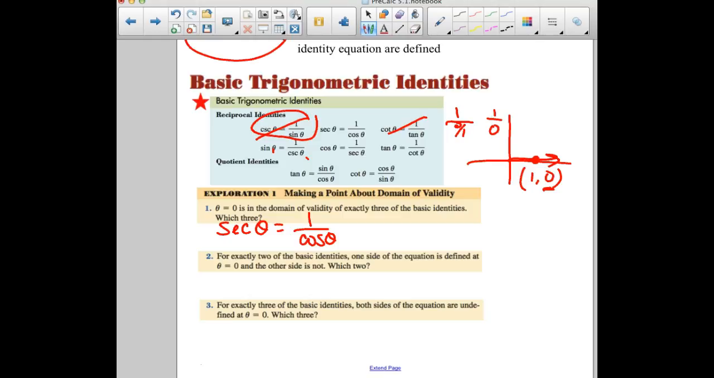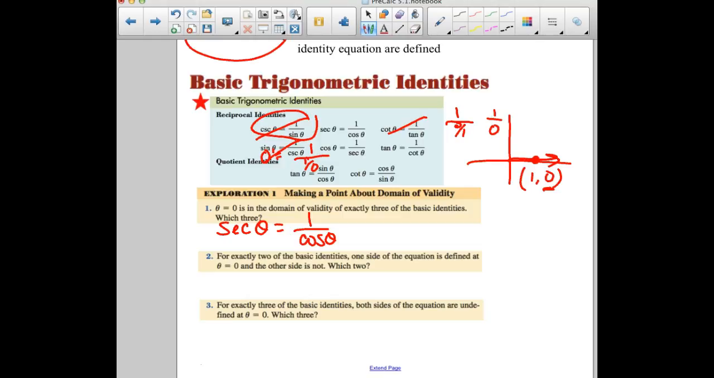Below, we've got the sine being 1 over the secant. Well, sine is 0, so that would be saying 0 equals 1 over cosecant, which is the reciprocal of sine, or 1 over 0. And that is undefined. We can't divide by 0. So our sine one doesn't work.